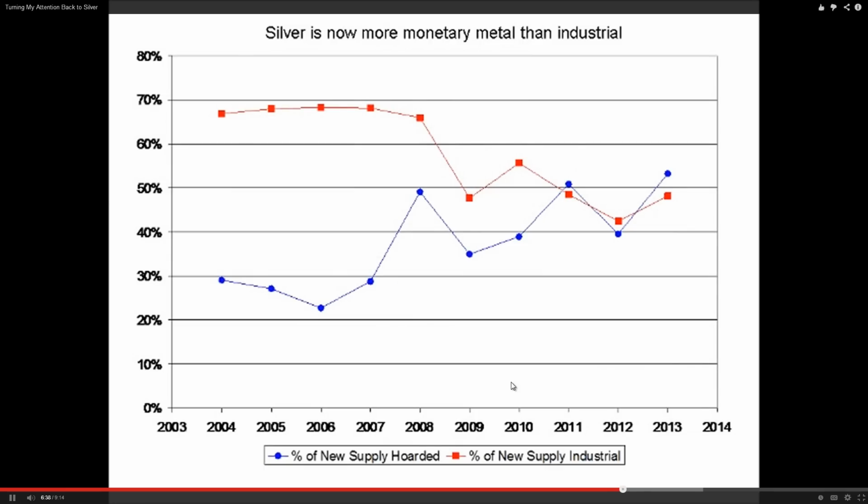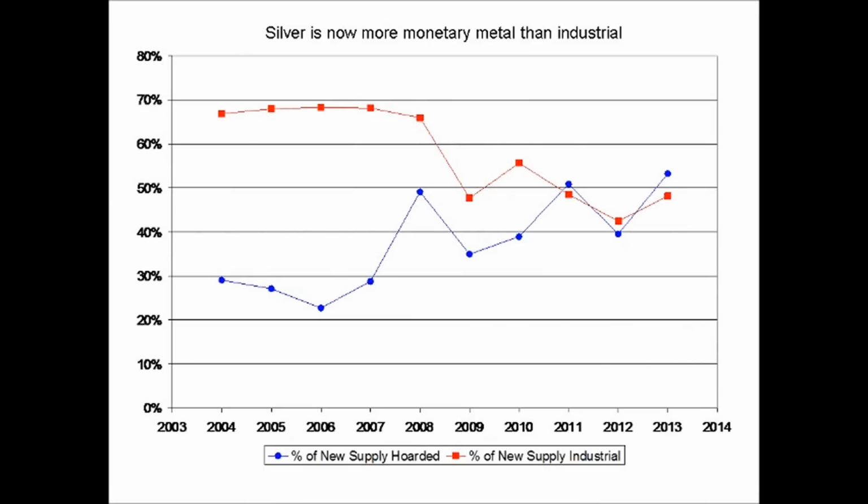And probably the most obvious way that this can be demonstrated is by looking at the percentage of newly mined silver that goes to be used in industry versus the percentage that is being hoarded. The upward trend in hoarded silver indicates that more and more people are demanding silver for its store of value properties than valuing it simply for its industrial use. More than 50% of the silver is now going into hoards as opposed to just 30% a decade ago.